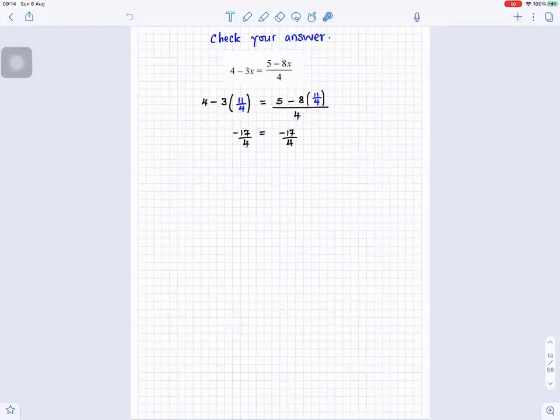And you can check your answer. Substitute x is 11 over 4. The left-hand side will give you minus 17 over 4, and the right-hand side will give you minus 17 over 4.